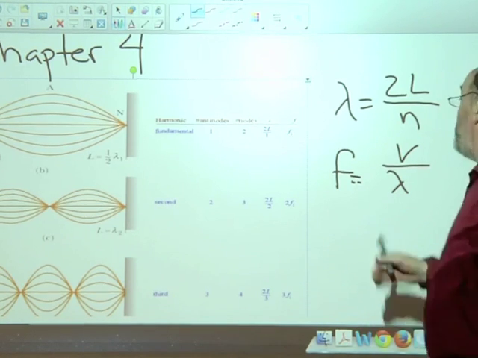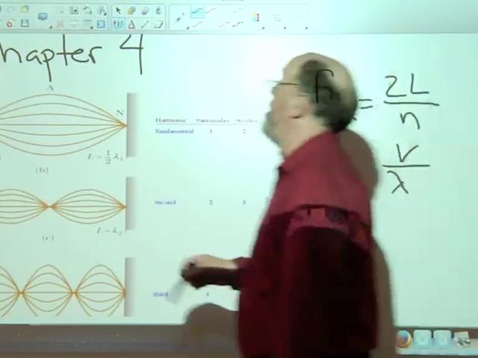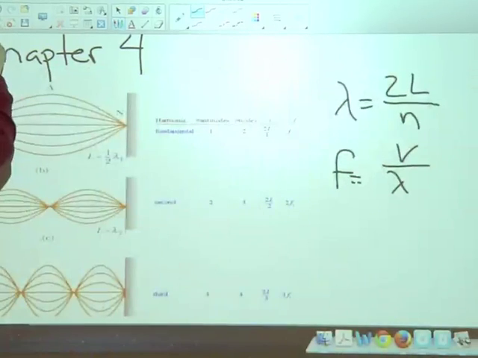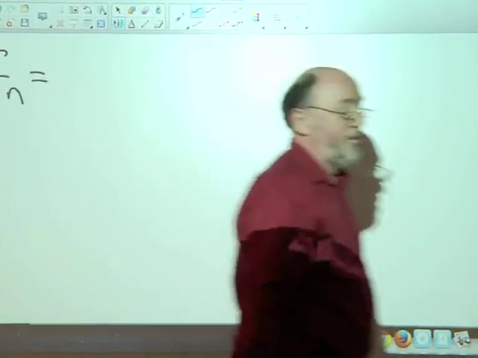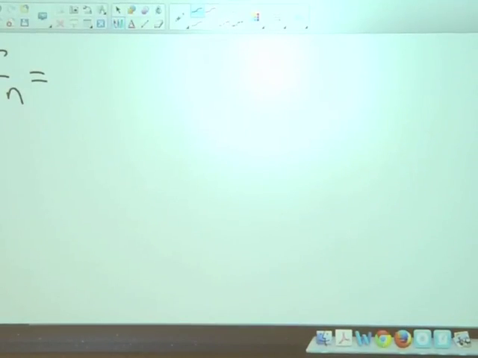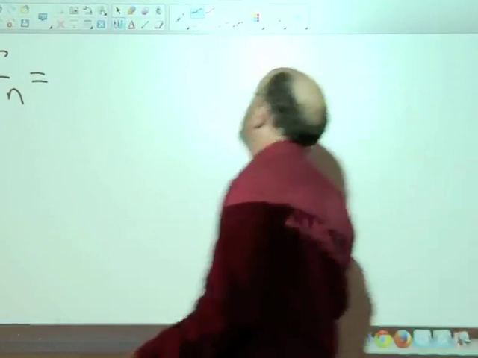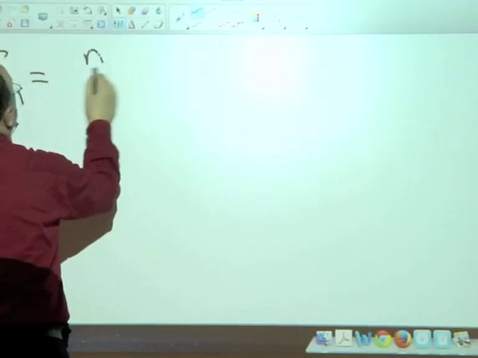Other things in terms of a string, and also in terms of this, the frequency fn, where n is whichever harmonic we're talking about, will be given by n times the fundamental.